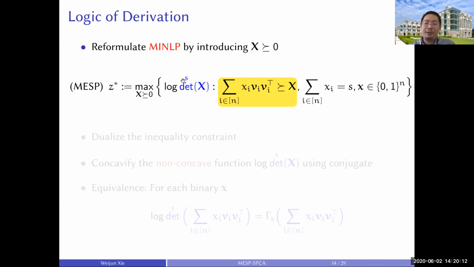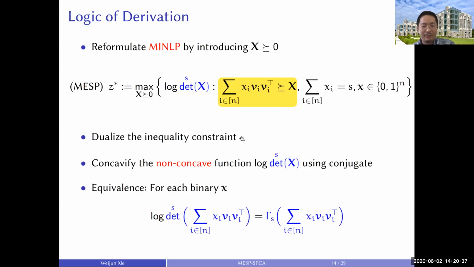Why do we do that? Because taking the derivative of the log determinant is easy to do. The next step is to relax this inequality using Lagrangian multipliers, and then we can involve the convex conjugate. I'm hand-waving here, but the idea is we relax this with Lagrangian multipliers and then convexify the objective function.